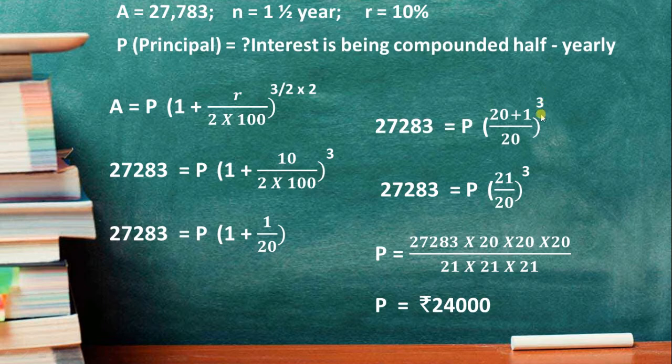20 plus 1 is 21 by 20 whole cube, and hence the product of 27,783 into 20 into 20 into 20. 3 times the 20 has to be multiplied, whole divided by 21 into 21 into 21. It results as rupees 24,000.